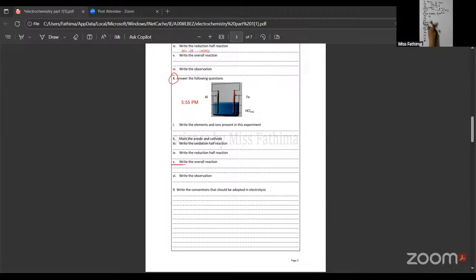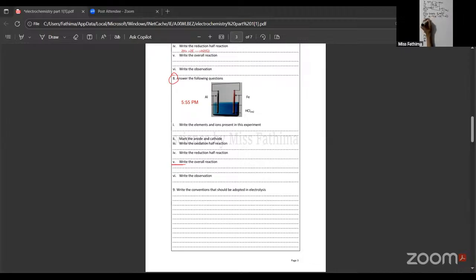So aluminium will release how many electrons? 3 electrons, and they will form Al 3 plus. Then in order to make them stable, now this is stable, okay? Then this is equation number 1.